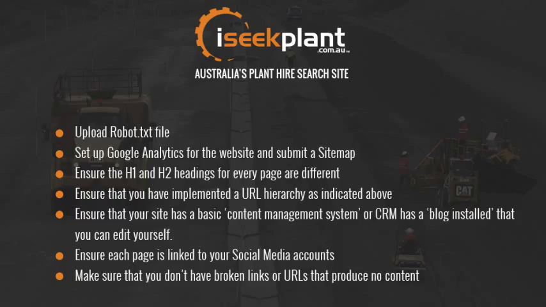1. Upload a Robots TXT file. 2. Set up Google Analytics for the website and submit a sitemap. 3. Ensure the H1 and H2 headings for every page are different. 4. Ensure that you have implemented a URL hierarchy as indicated above. 5. Ensure that your site has a basic content management system or has a blog installed that you can edit yourself. 6. Ensure each page is linked to your social media accounts. 7. Make sure that you don't have broken links or URLs that produce no content.